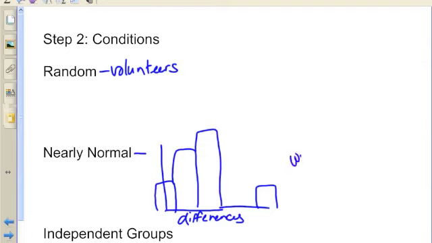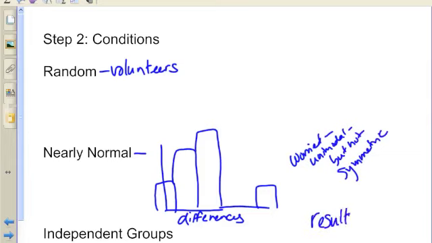I'm worried. This is unimodal, but not symmetric. Ms. Curtis, what does it mean if our conditions aren't satisfied? It means our results are questionable. But it's cool. We finished the problem.